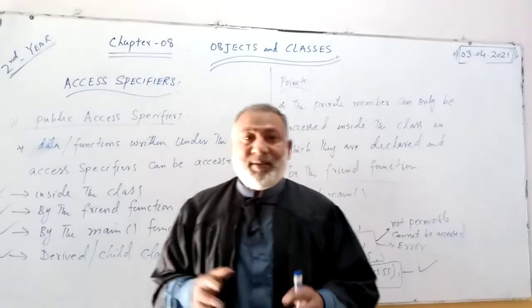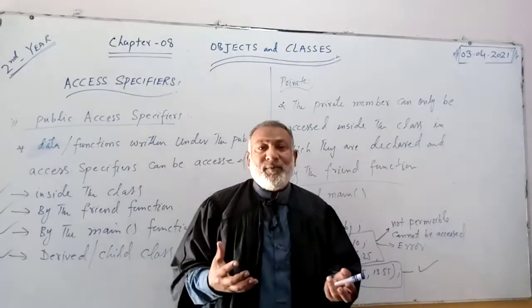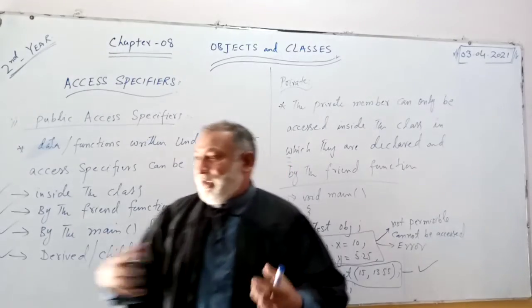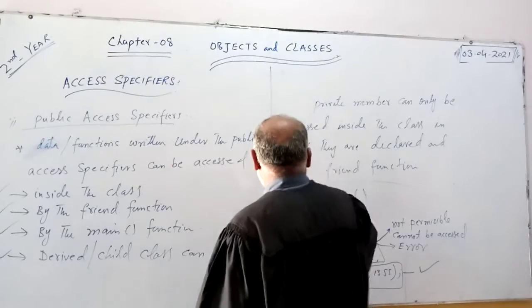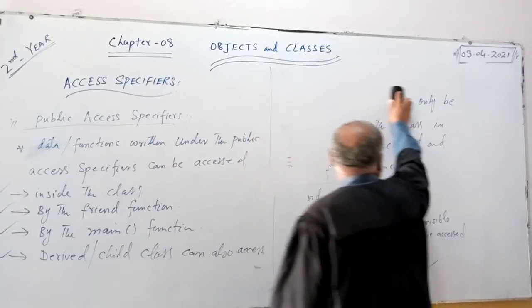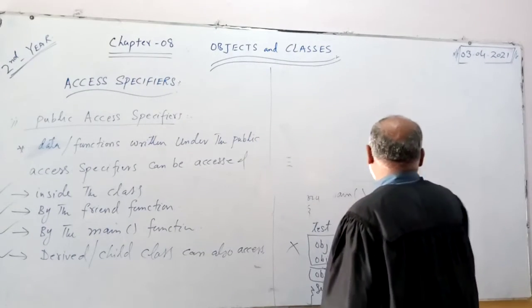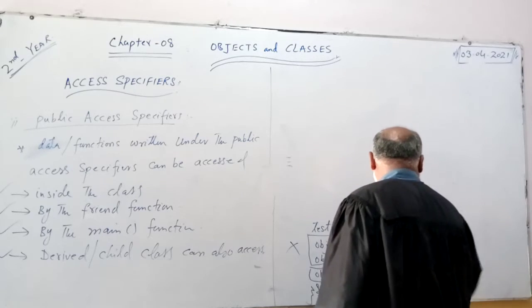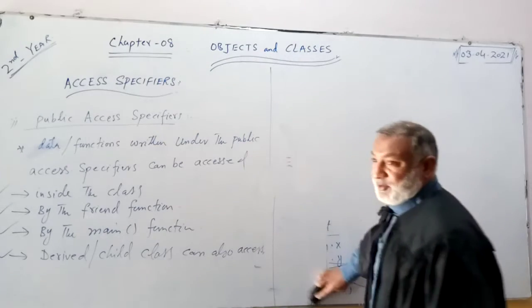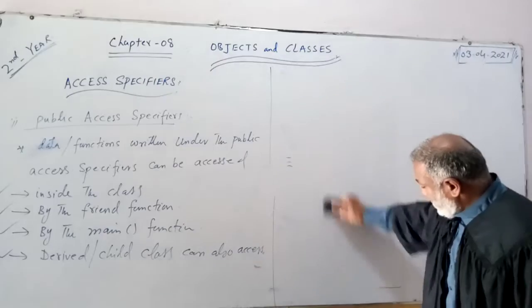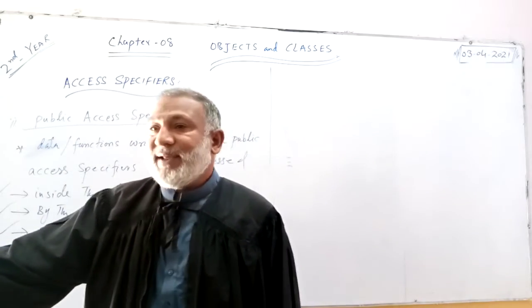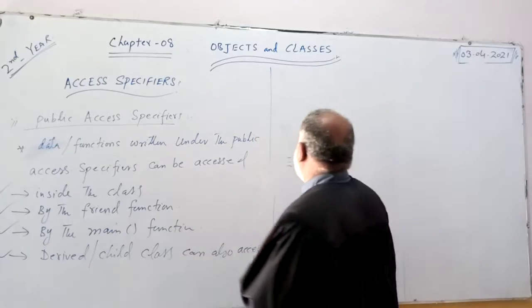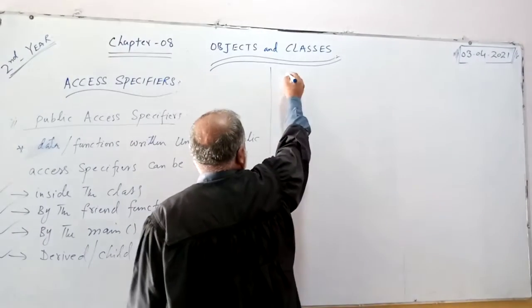Let me write an example program, so it will give you a very clear picture whether we can access them or not. And that is why they are called access specifiers: you should know in advance where they can be accessed and where they cannot be accessed. So again, I am writing a program.